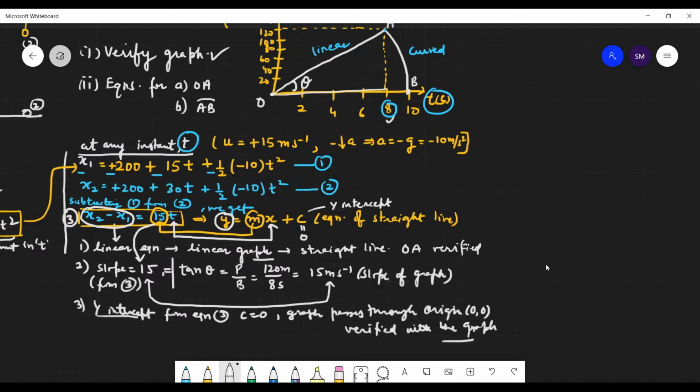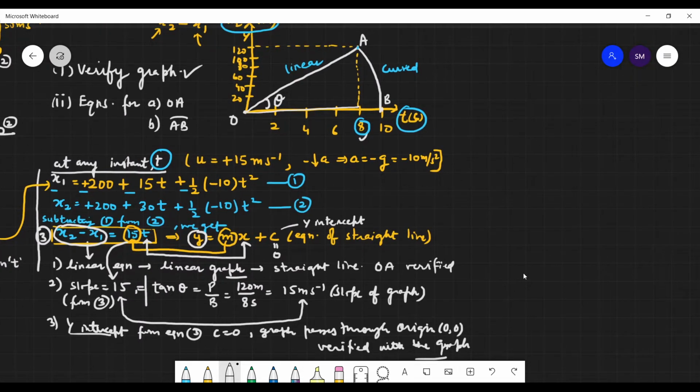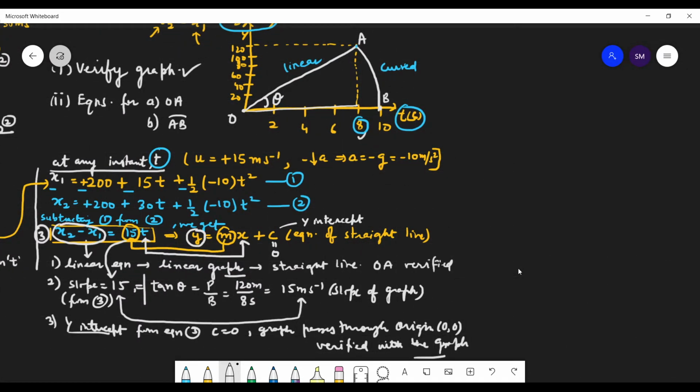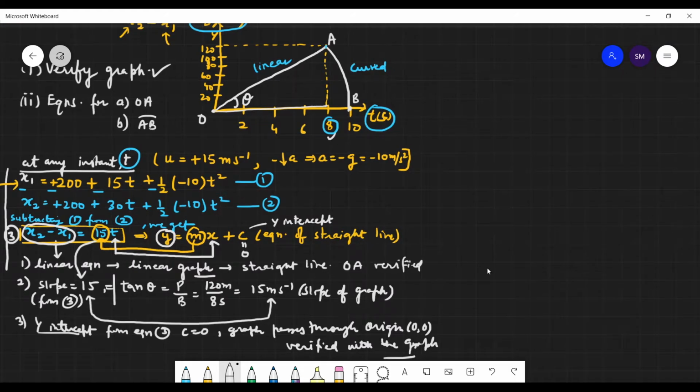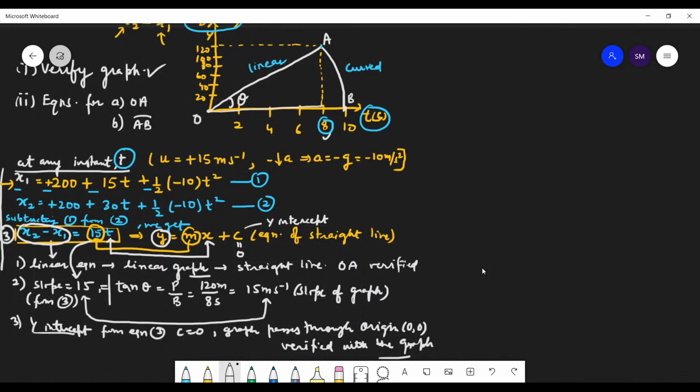Now we have got the equation for OA also. That is the second part, first graph. What is the equation for OA? This is the equation for line OA: x2 minus x1 equals 15t. So that is the equation that we have got. Is this clear?